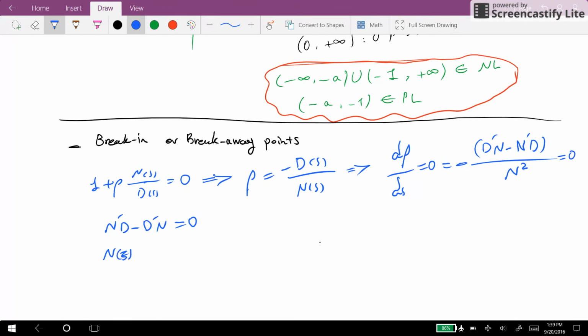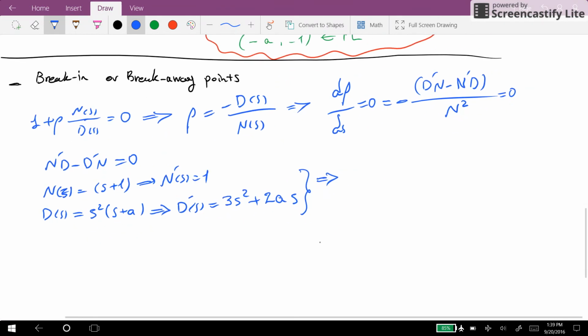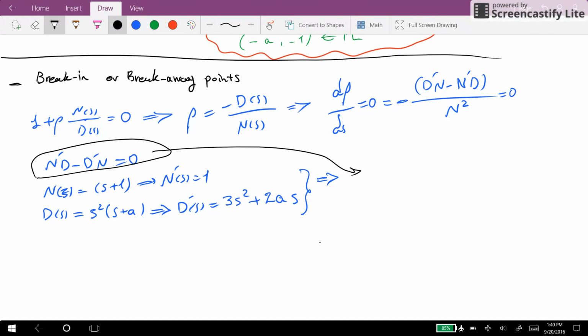Here we have n of s given as s plus 1. As a result, n prime is equal to 1. D of s is given as s squared times s plus a, and therefore d prime of s is equal to 3 times s squared plus 2a times s. And from here, now we can form this equality. n prime is 1 times d, which is s squared times s plus a, minus d prime, which is 3s squared plus 2as, times n, which is s plus 1, equal to 0.